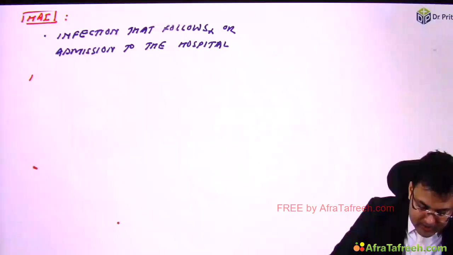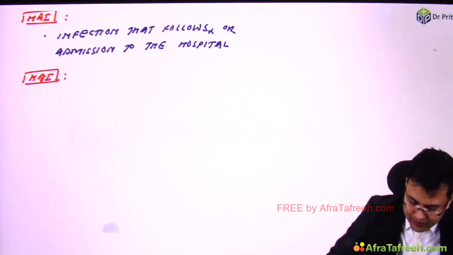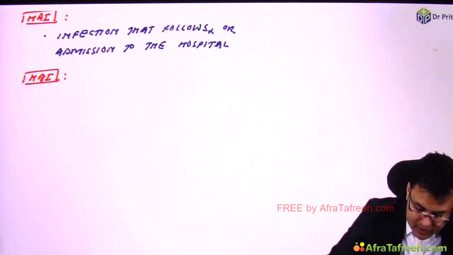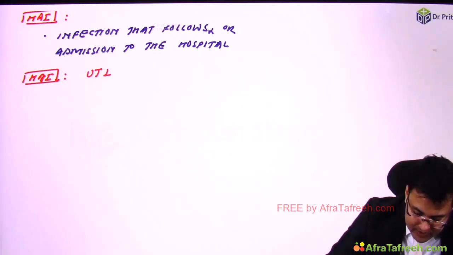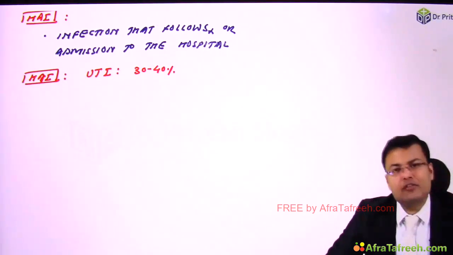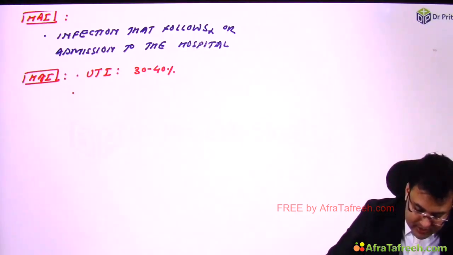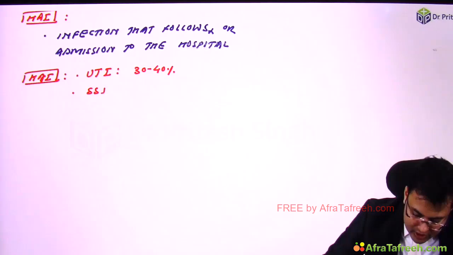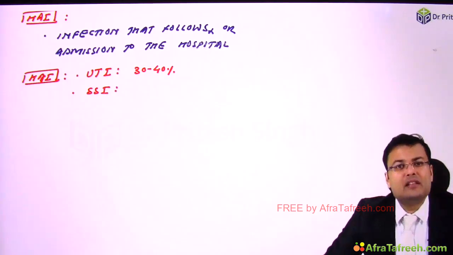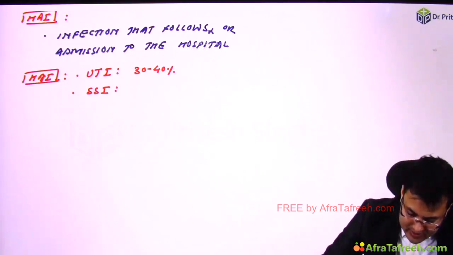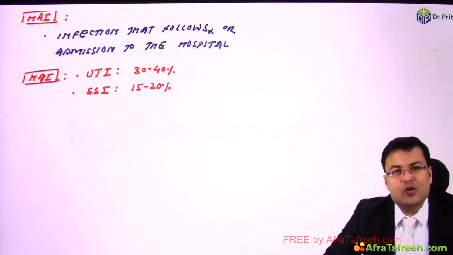So hospital acquired infection, I told you the most common is UTI. It is responsible for 30 to 40% of hospital acquired infection. The second most common hospital acquired infection is surgical site infection. This is responsible for 20 to 30% of hospital acquired infection.